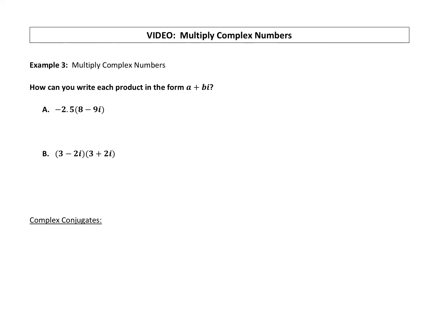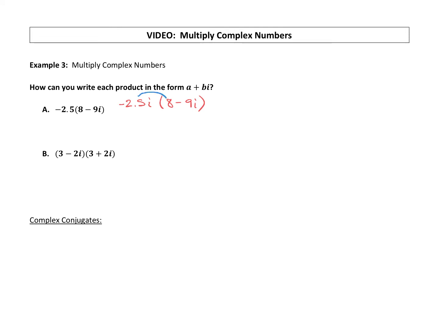Okay, we're going to move on to our next operation. We're going to multiply our complex numbers. Part A, we are missing an i, so instead of negative 2.5, that should be negative 2.5i times the complex number 8 minus 9i. So to multiply complex numbers together, it's going to feel like math you've done before.